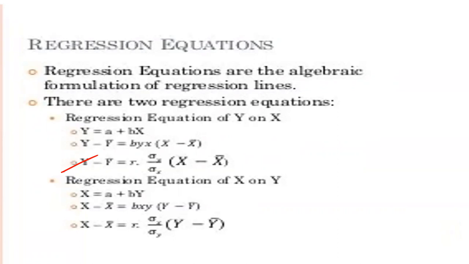Then the regression equation x on y. In case of x on y, this will be x is equal to a plus by. Then x minus x bar is equal to bxy multiplied by y minus y bar. Then x minus x bar is equal to r multiplied by sigma x divided by sigma y multiplied by y minus y bar.